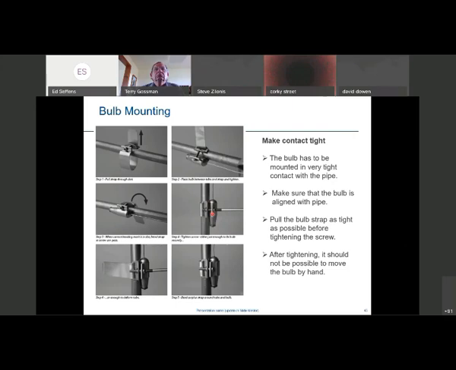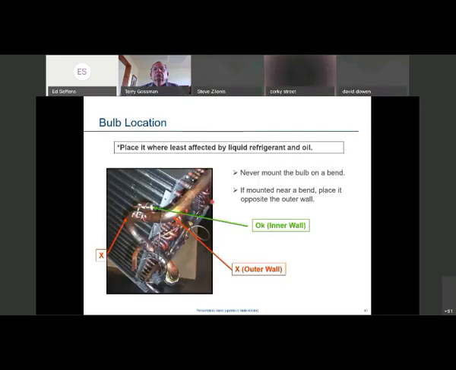But I'm old school, so I tend to like to stay with what I've been taught throughout the years. And I personally like to install it with the strap, with the bulb and the capillary tube at the top.